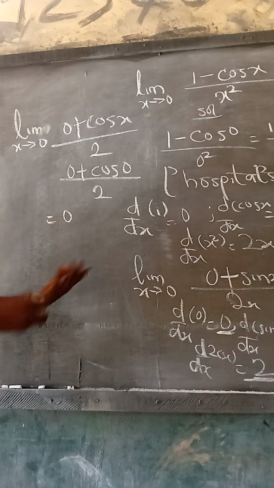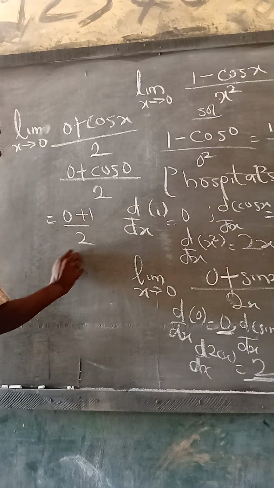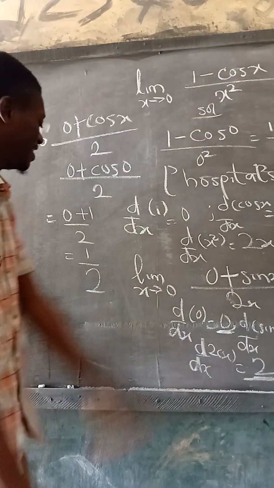What's cos 0? Cos 0 is 1. We have plus 1 over 2. 0 plus 1, we have 1 over 2. So it means that the limit of this is 1 over 2.